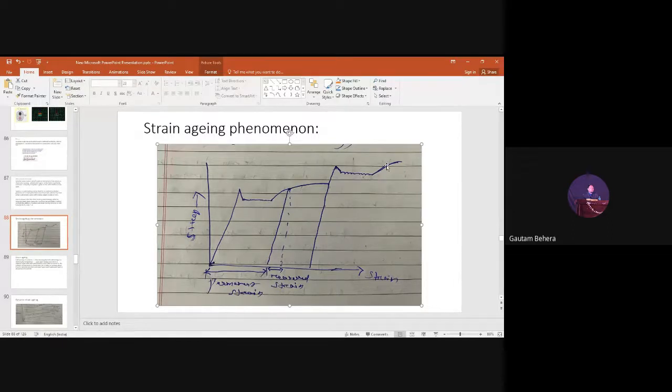Suppose after this point, you unload the material, and again you keep the material at a relatively low temperature without any load. Again, after some hours, you take out the material and do loading on it. So what will happen? Again you can see the yield point phenomenon, upper yield point and lower yield point. So this kind of thing is called strain aging. So what is the main reason? You understand? Can anyone tell me what is the main reason behind this?